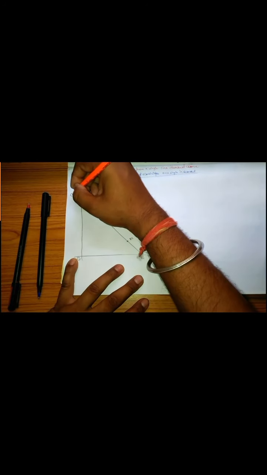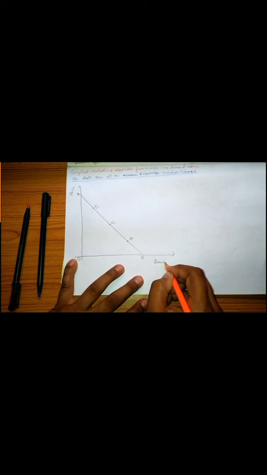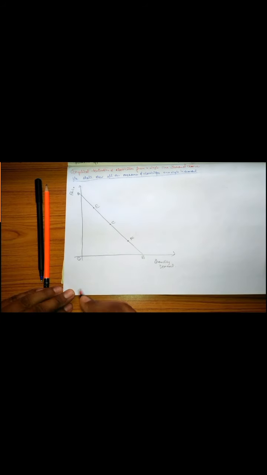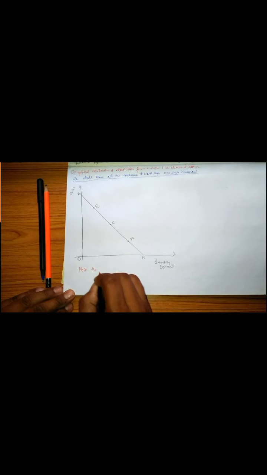So we will draw a straight line demand curve AB, taking C as the midpoint and any 2 points E and F between AC and CB respectively. Along the y-axis we have plotted price and along the x-axis we have plotted quantity demanded.